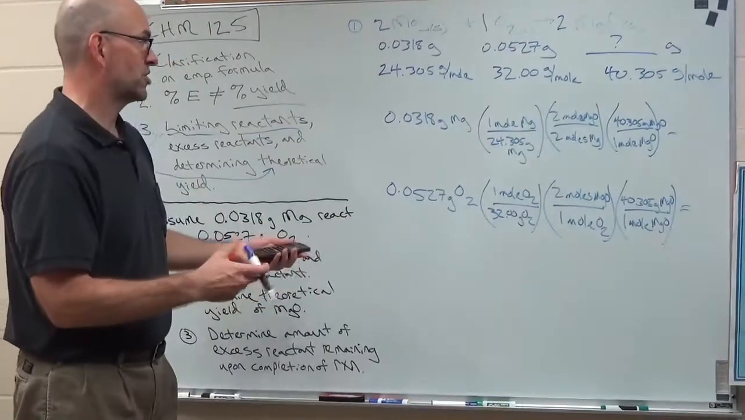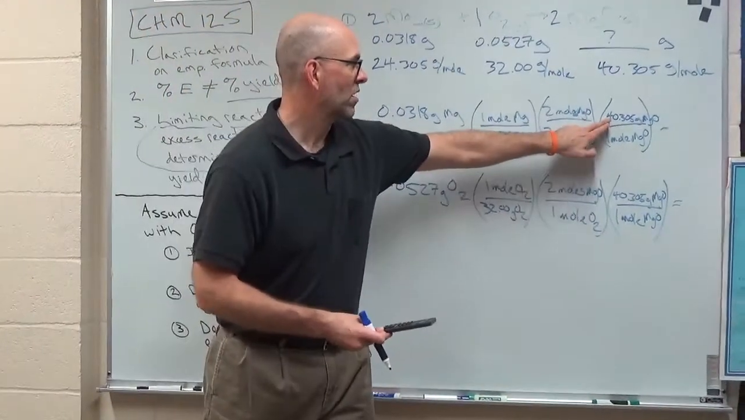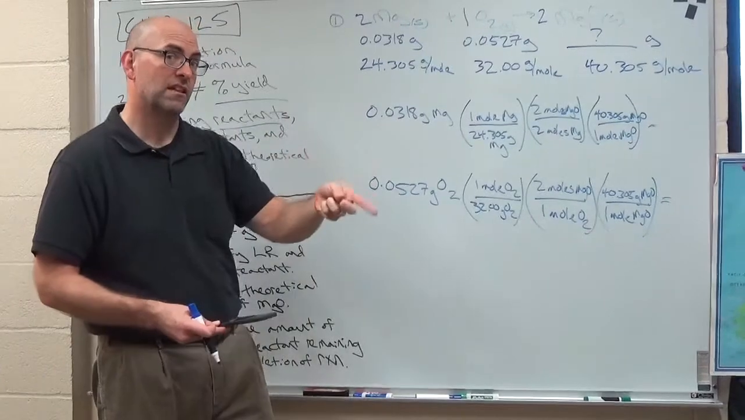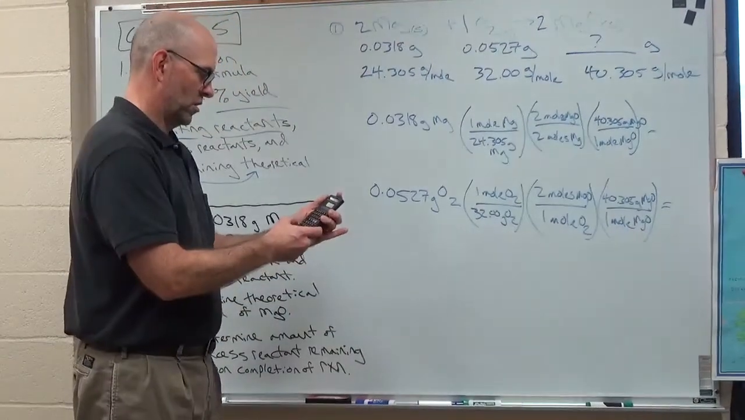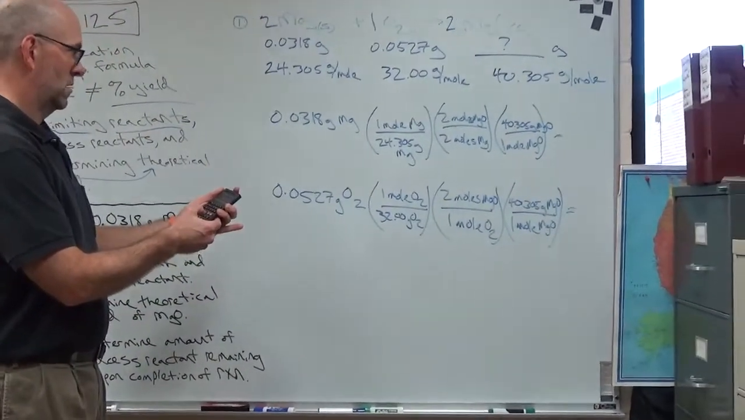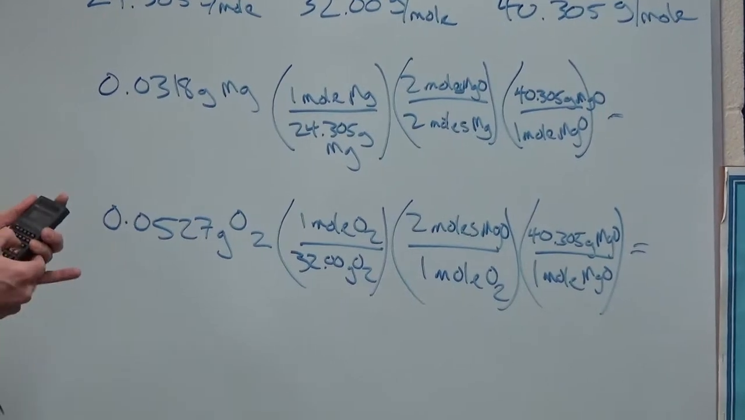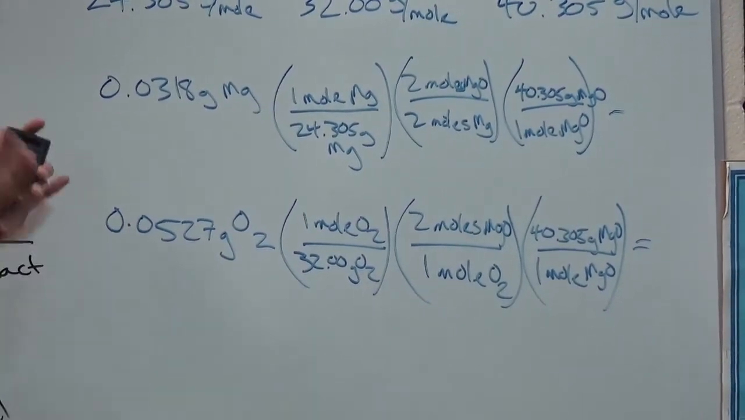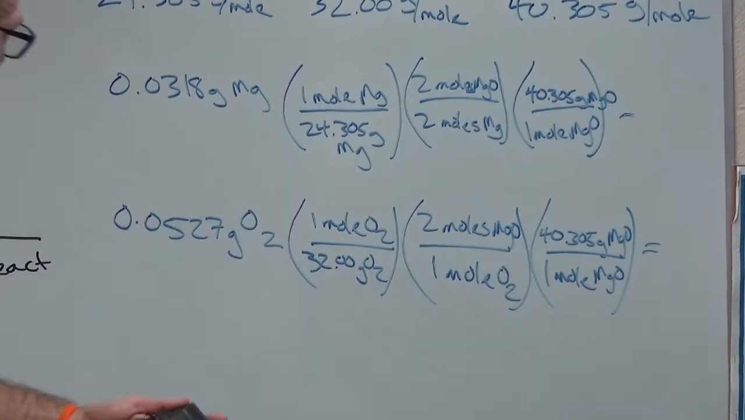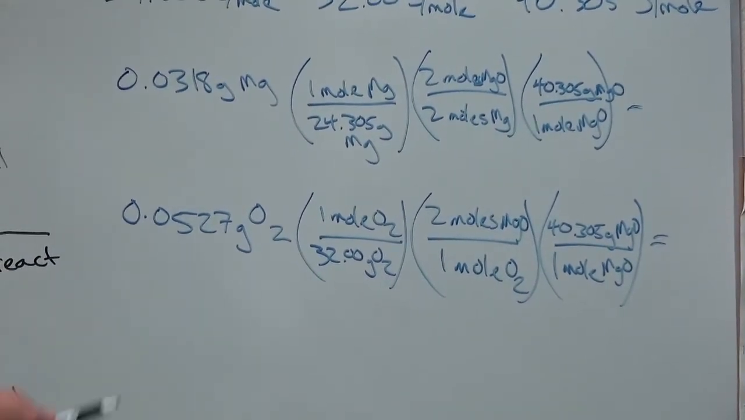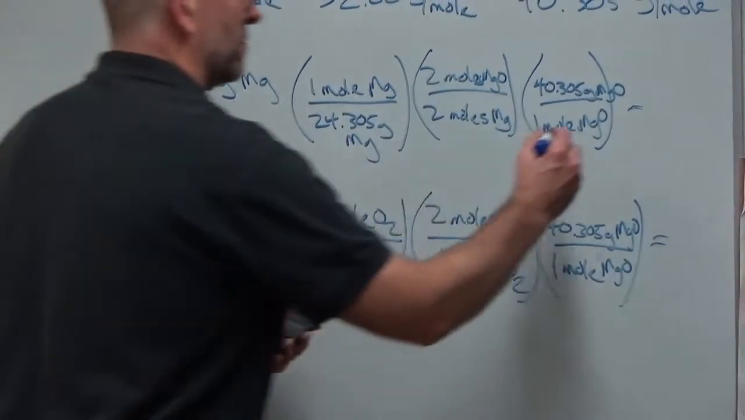I just have to do the calculation here real quick, but be smart about it. 2/2 = 1, so I have to take 0.0318 times 40.305 divided by 24.305. Speed is somewhat of a necessity on a test, so learn to be efficient with your calculations. So 0.0318 times 40.305. This is an old calculator, so I can't do it all in steps. I can do it all in one step, divided by 24.305. Sig figs: looks like 3 sig figs in the answer. So 0.0527.